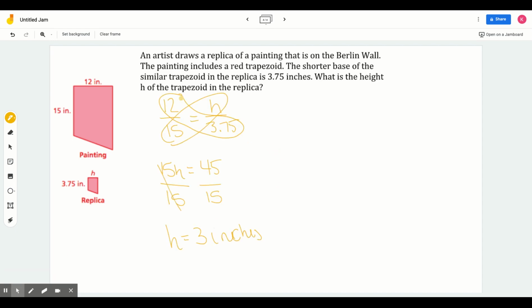As you can see here, I set my proportion up: 12 is to 15 as h is to 3.75. I've used my cross products property. 15h is equal to 12 times 3.75, which is 45. Dividing by 15 on both sides to solve for my variable h, I end up with an answer of 3 inches. So the replica height would be 3 inches. Again, there are many different ways that you could set up your proportion and still get the right answer, as long as you have the corresponding sides matched up.